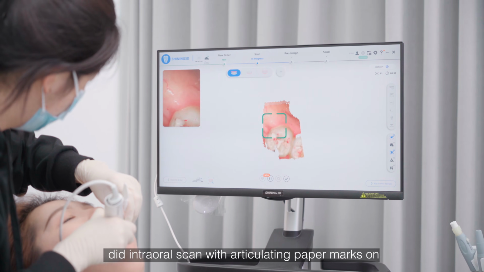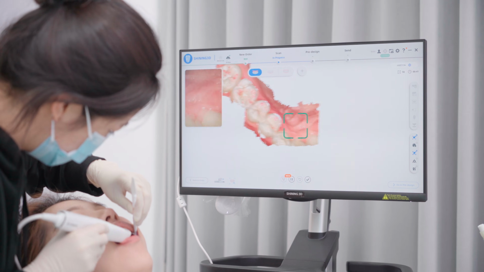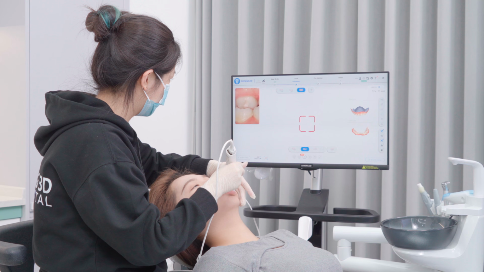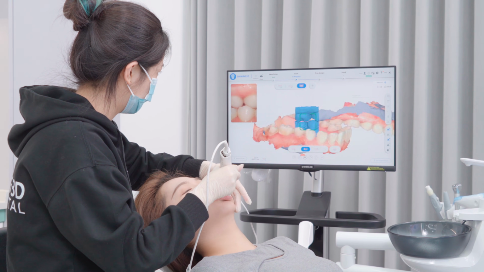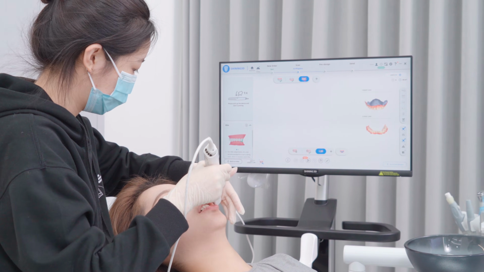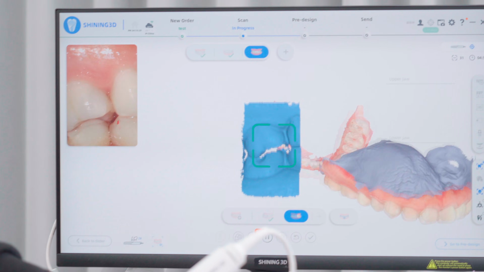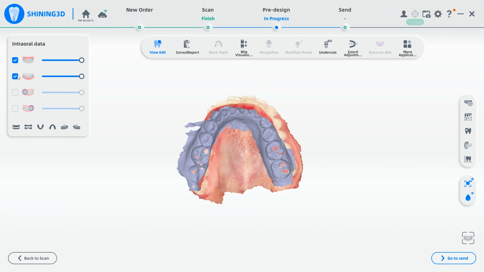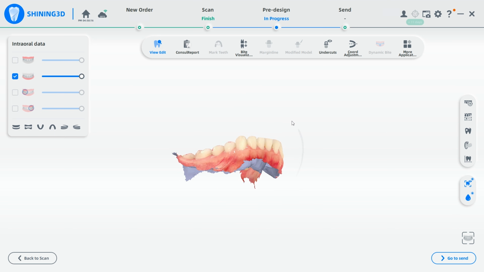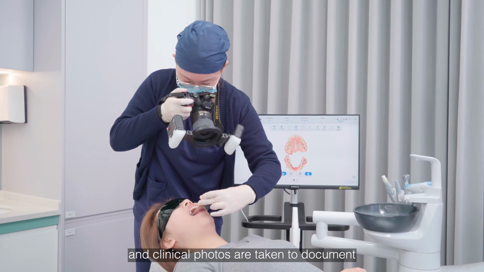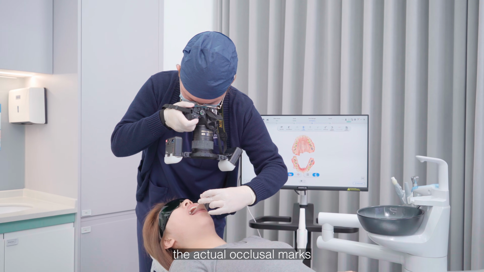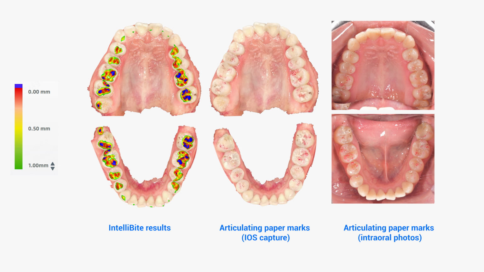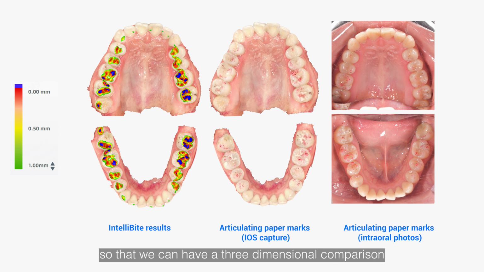We once again did the intraoral scan with articulating paper marks on. And clinical photos are taken to document the actual occlusal marks, so that we can have a three-dimensional comparison.